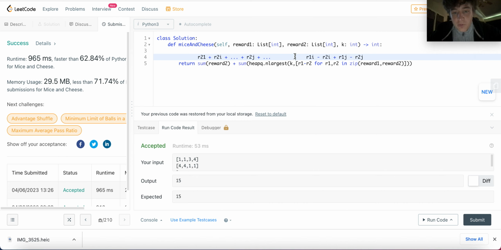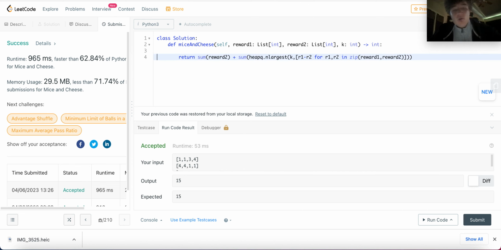So when we add these things together, you'll notice that when we end up eating the food using the first mouse, this subtraction term removes it here, right? So since I decided that mouse one is going to eat the jth item, r1j, then this term will end up negating this term. So that's why this simple solution works, because basically what we're doing is we find the largest differences, and if we sum those largest differences, for each one we're eating the piece of cheese for the first mouse. But since it's the difference, we're also subtracting out mouse two's cheese. So then we're subtracting that mouse two's cheese from over here.